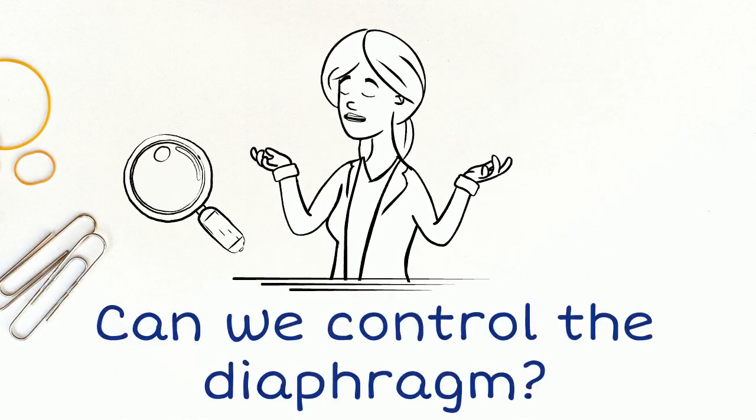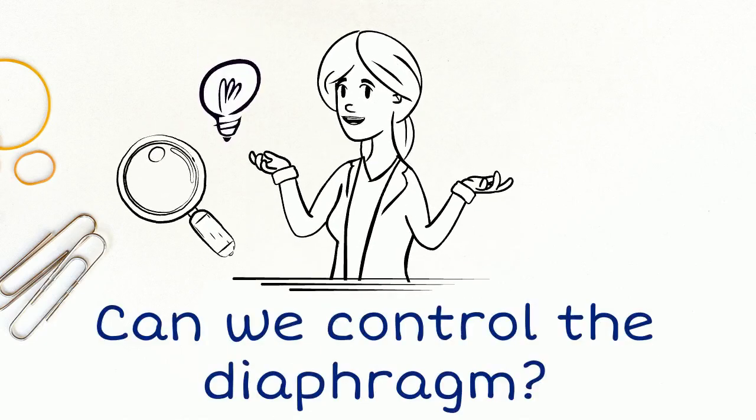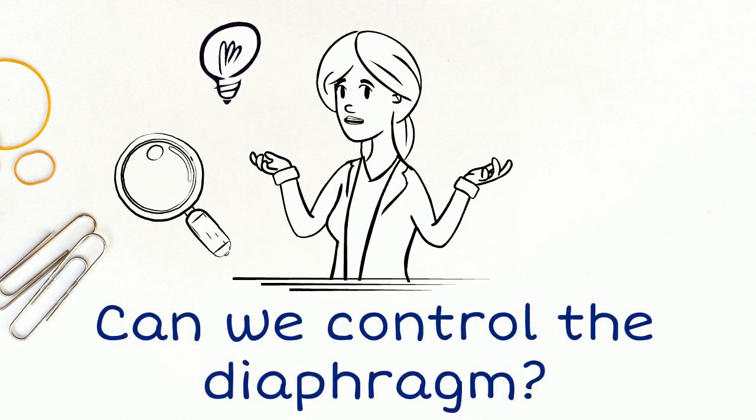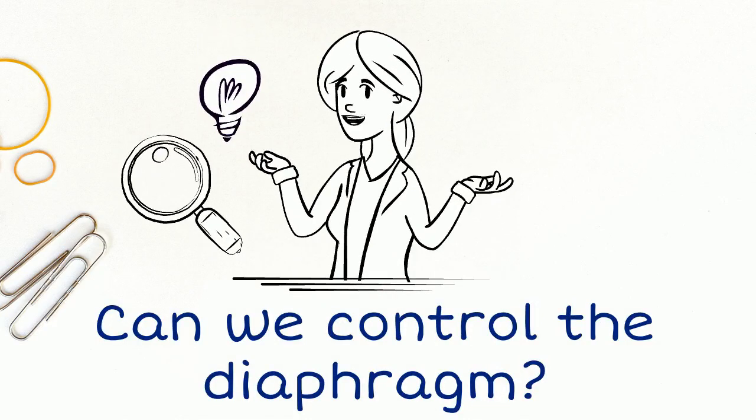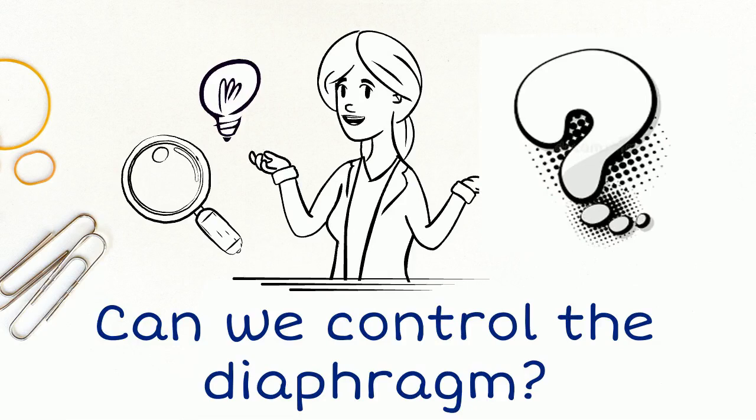Therefore, a sound's duration is highly dependent on our ability to slow down the air's exit from the lungs, which in turn depends on how fast the diaphragm goes back to its resting position. So the real question is, can we control the diaphragm recoil, and if so, how?